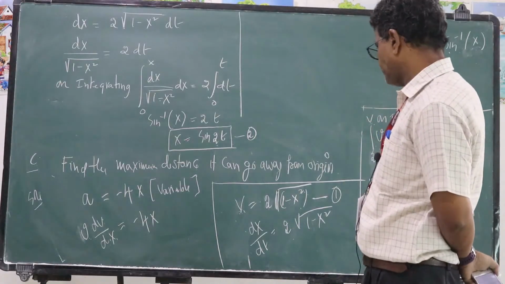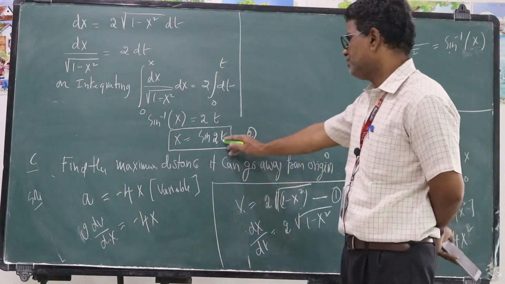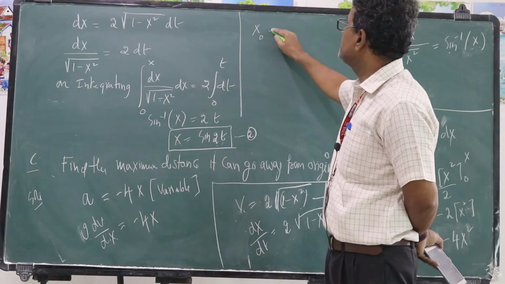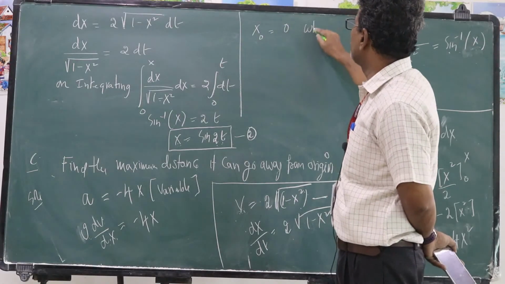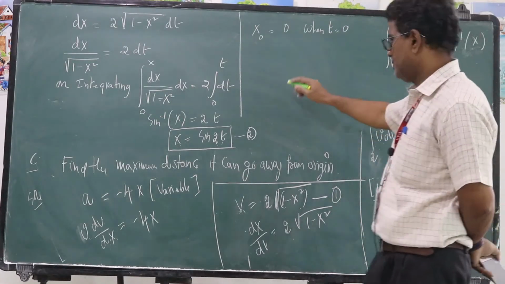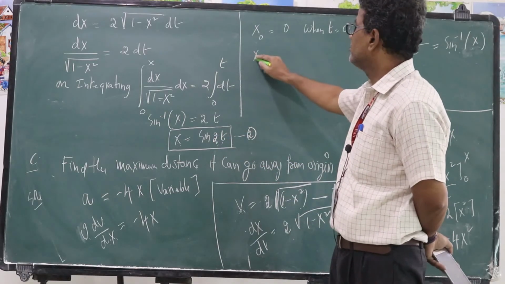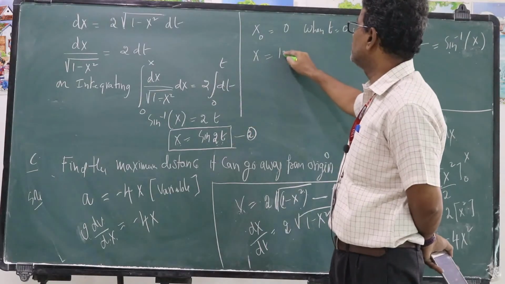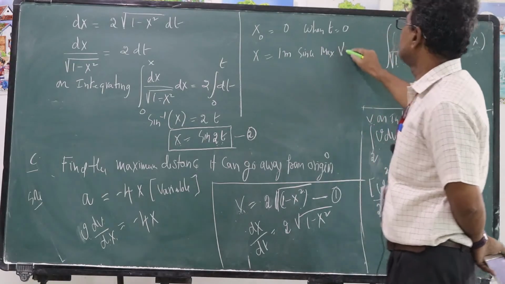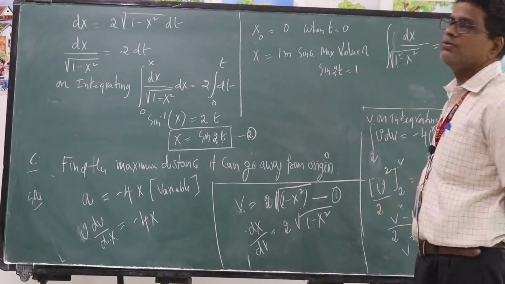Now we want the maximum distance it can go away from origin. At t is equal to 0, x of 0 is 0. That means it is at origin. The maximum value of the sine function is 1. So x is equal to 1, since the maximum value of sine 2t is equal to 1.